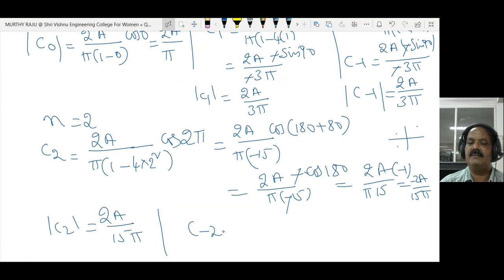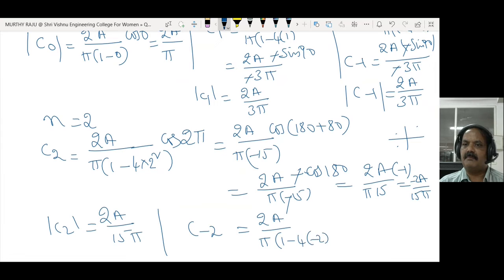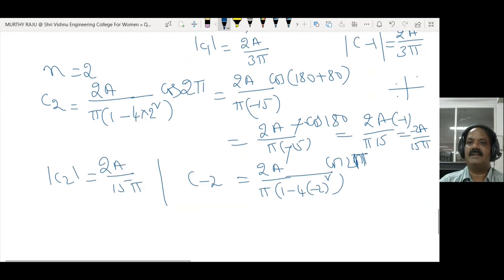And similarly, C minus 2 is equal to 2a by pi into (1 minus 4 into minus 2 whole squared) into cos 2 pi. Cos 2 pi is cos of 180 plus 180, which is minus cos 180. Minus into minus plus. That is 1.